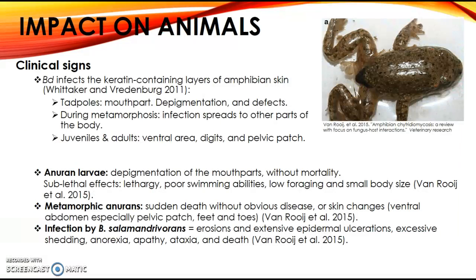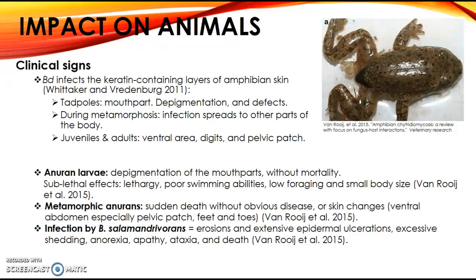Now, the impact on animals. Well, regarding clinical signs, B. dendrobatidis infects the keratin-containing layers of amphibian skin. In tadpoles, it's basically the mouth parts. There is depigmentation and defects of the area. During metamorphosis, the infection can spread to other parts of the body. And in juveniles and adults, it's basically focused on the ventral area, the digits, and the pelvic patch.